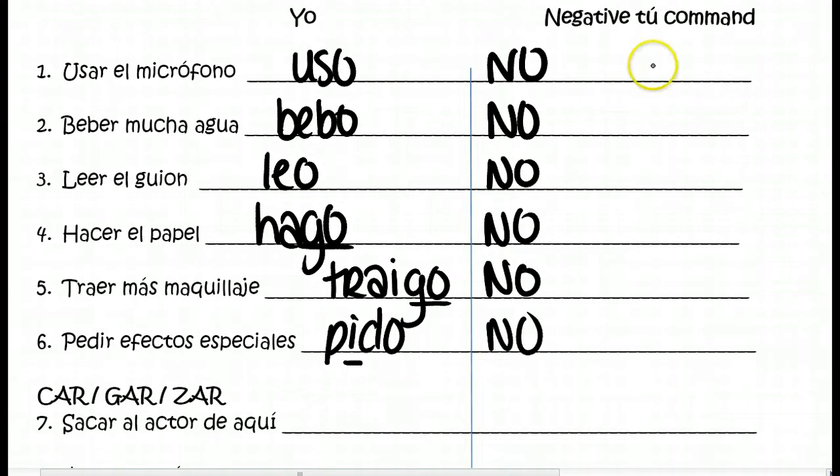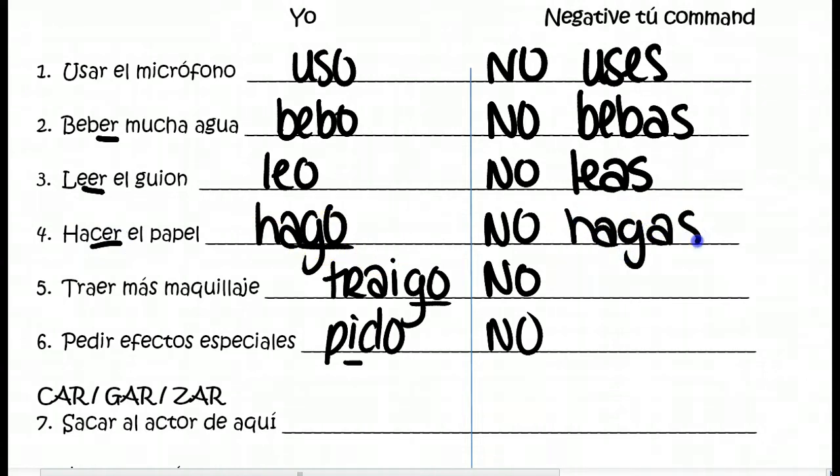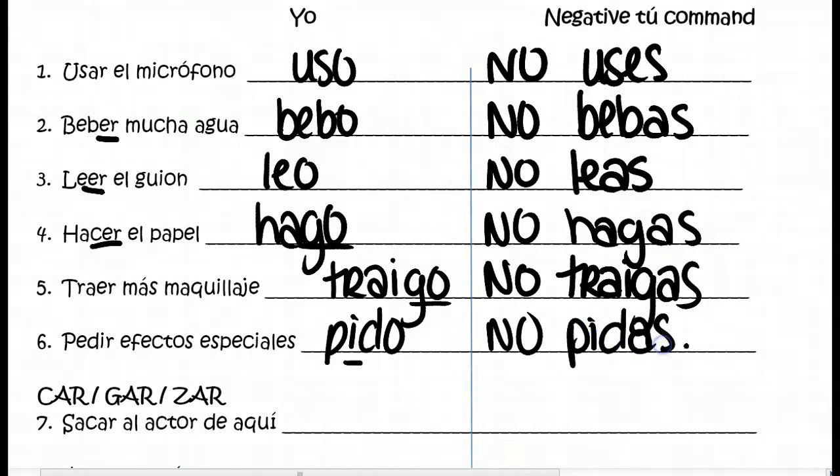Uso, that's an AR verb, so we're going to take off our O. Our command is going to be no uses. Beber, ER verb, we're going to add the opposite ending, no bebas. Leer is going to be no leas, because it's an ER verb. Hacer is an ER verb, so we're going to add AR endings. No hagas, because all we take off is our O from the yo form. Traer, no traigas. And pedir, no pidas. Okay?